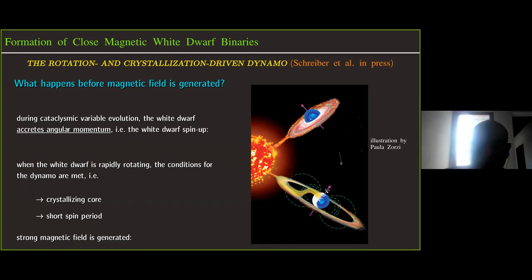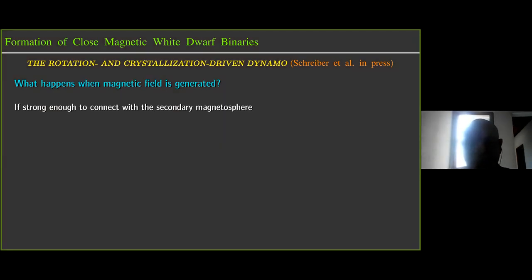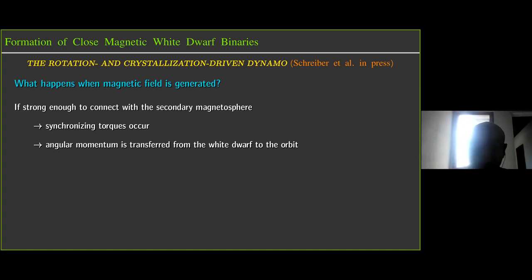So now we are going to assume that this magnetic field is really strong and can connect with the secondary magnetosphere. So if this happens, we will have a synchronizing force because the donor in a CV is synchronized with the orbit. So this means that the donor, the secondary, is spinning much slower than the white dwarf. And provided that both magnetospheres are connected, we have the synchronizing force.